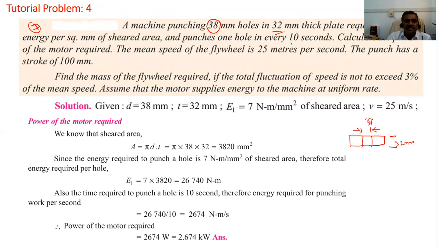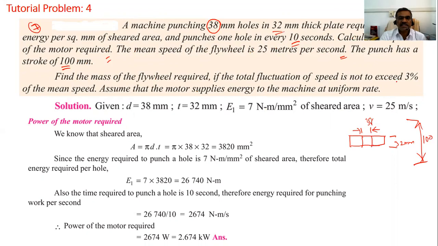Punch one hole in 10 seconds. One hole is punched in 10 seconds. Calculate the power of the motor. The mean speed of the flywheel is 25 meter per second. And the punch has a stroke of 100 millimeter, the downward motion. This is 100 millimeter.